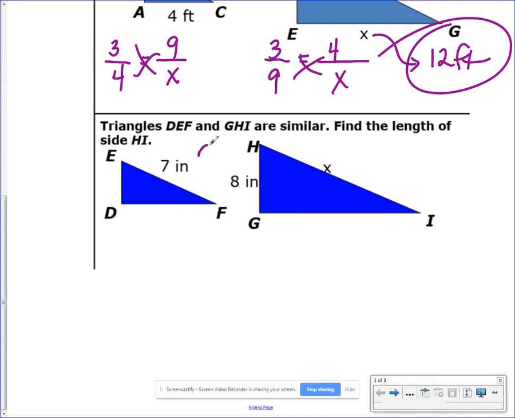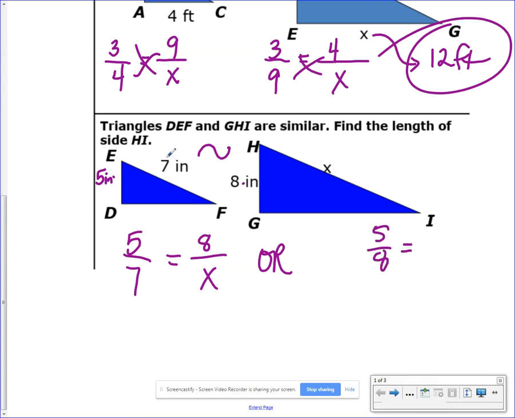Now, when I look at this one, triangles EDF and GHI, these two triangles are similar. Find the length of side HI. All right, the problem is, there's a missing label here, so let's make something up, maybe 5 inches, okay? All right, so I have this vertical side, this long side, this on the slant, as well as this one. Write a proportion and solve. You could say 5 vertical is to the slanted side, 5 is to 7, as 8, the vertical side, is to x. Or you could, if you like to match up the corresponding parts, 5 corresponds to 8, so you'd say 5 is to 8, as this slanted side is to this one, 7 is to x.